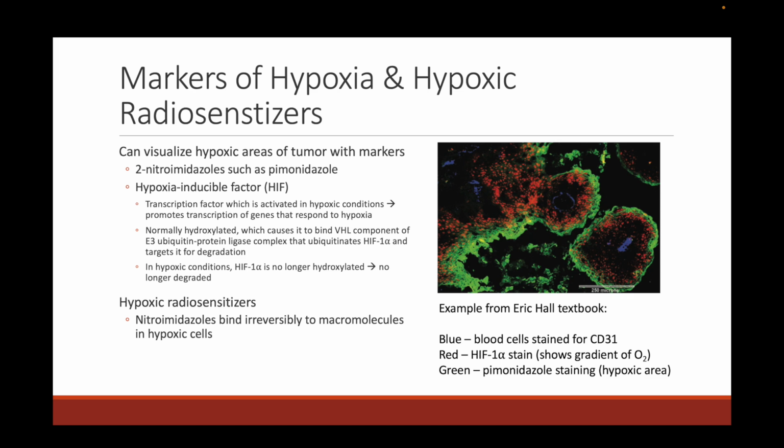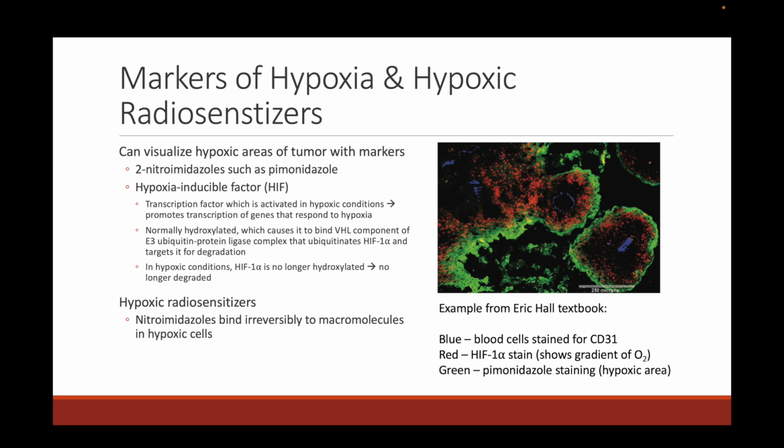In the Eric Hall textbook, they actually talk about markers of hypoxia and different hypoxic radiosensitizers. So there are certain markers that we can use to visualize hypoxic areas. There are certain molecules called nitroimidazoles, such as pimonidazole, which is a hypoxic marker. In the image here, the green areas are the hypoxic areas that are stained for pimonidazole. There's another transcription factor that's important to be aware of called hypoxia-inducible factor. This is a transcription factor that gets activated in hypoxic conditions, and it promotes transcription of genes that respond to hypoxia.